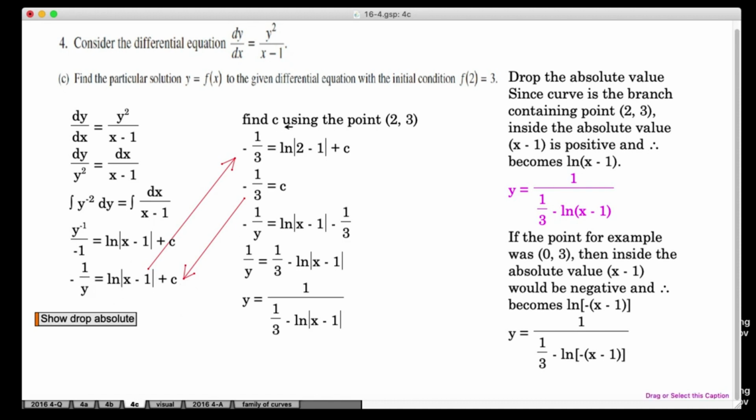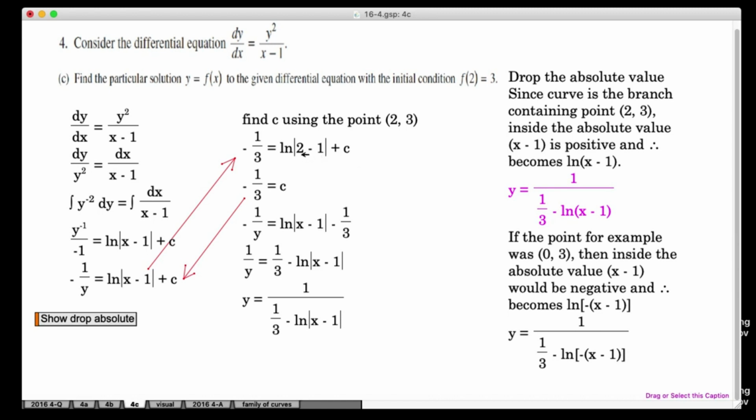So they said find c. We're going to find c using the initial condition, the point (2, 3). So this is not a difficult step. X is 2, so we're going to take this equation right here, and I'm going to plug 2 in for x, and I'm going to plug 3 in for y. And now I just have to solve for c. And it's usually pretty straightforward.